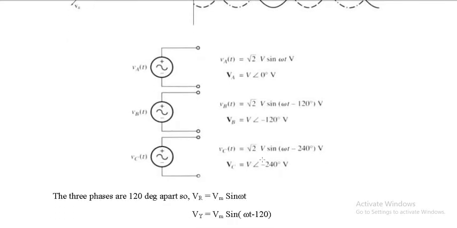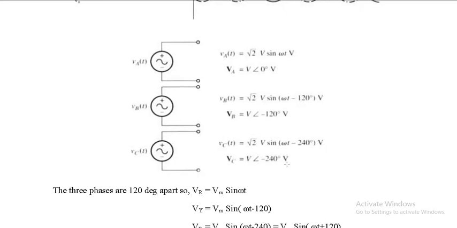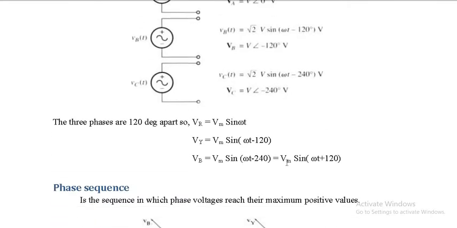Similarly, the third phase voltage will be root 2 V sine of omega t minus 240. Okay, or you can write it as V at an angle minus 240. So magnitude V and angle minus 240. This can as well be written as V at an angle plus 120, right? And this V stands for volts. Now these three phases are 120 degrees apart, so I can write VR as Vm sin omega t, Vy as Vm sin omega t minus 120, and Vb as Vm sin omega t minus 240, or I can write it as Vm sin omega t plus 120.